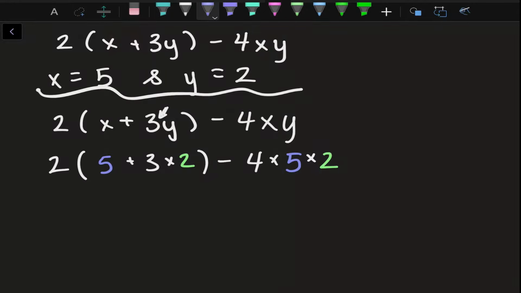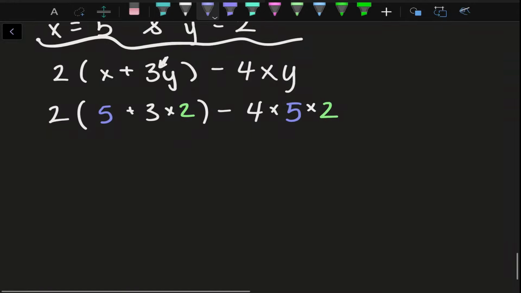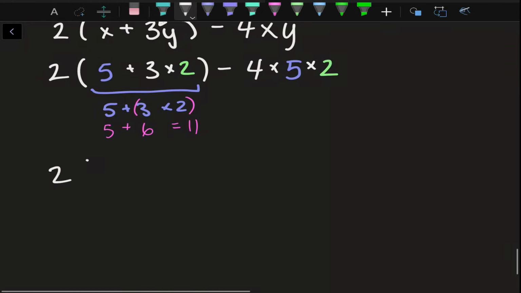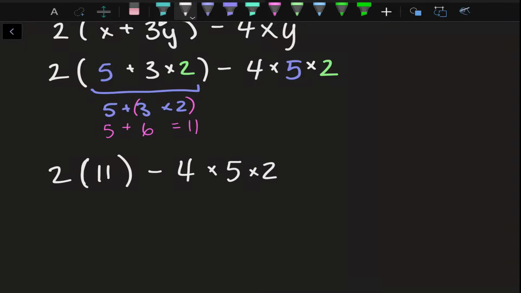I've got some brackets, so I'm going to grab those first. In this first bracket, I have 5 plus 3 times 2. I have some multiplication, so I'm going to do that first. 3 times 2 is 6. 5 plus 6 is equal to 11. Okay, so after that step, it's going to be 2 times 11 minus 4 times 5 times 2. And we can even get rid of these brackets and write times 11 to make it a little bit easier on ourselves.